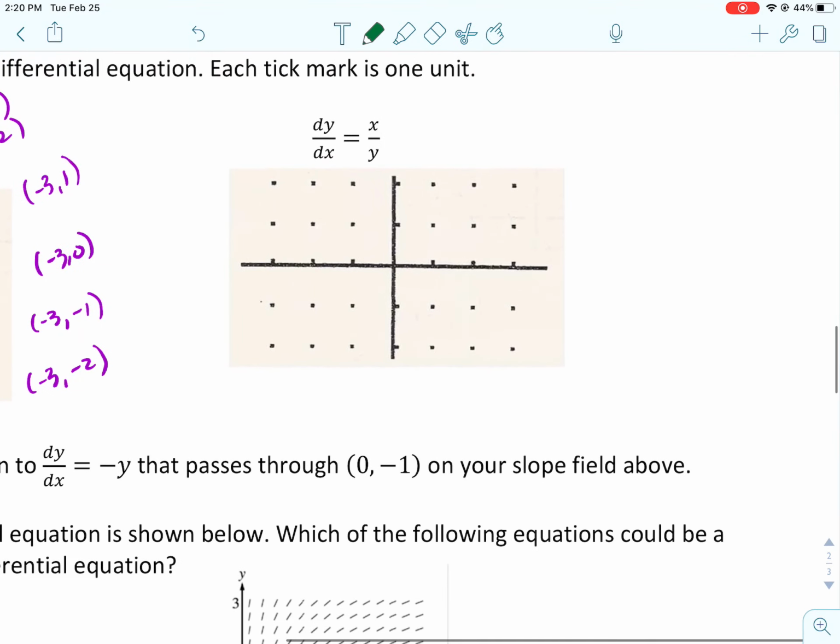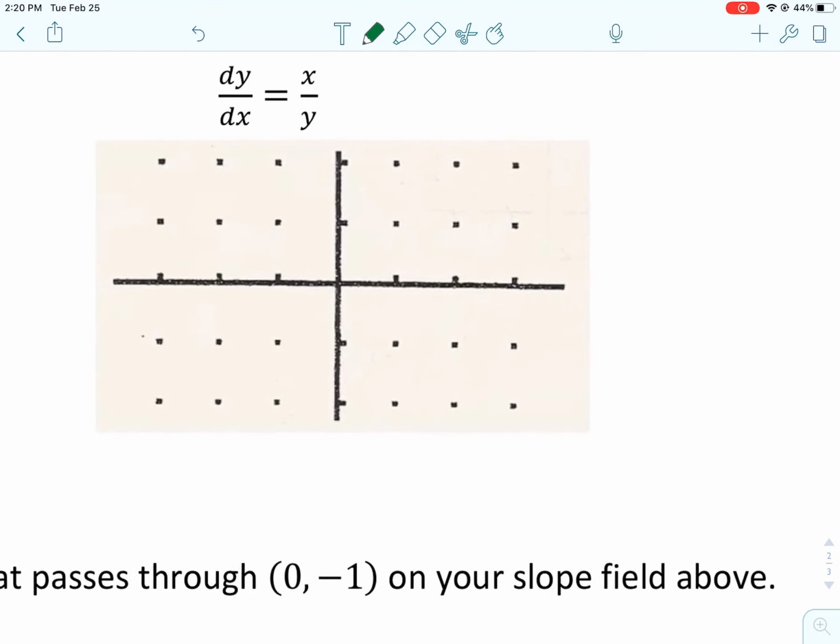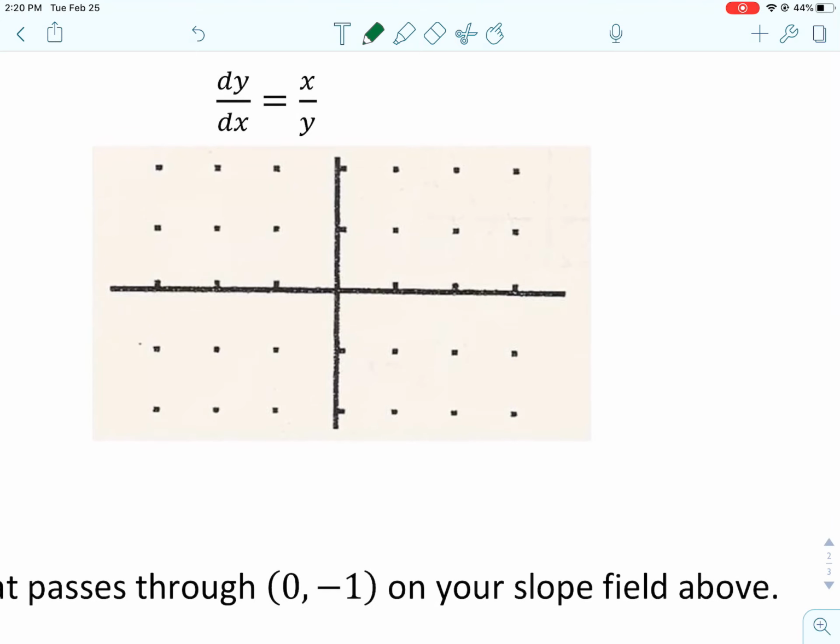All right, let's look at the second one. This one is going to be more challenging. Why do you guys think? We have to use x and y. So we aren't going to have the whole row or the whole column with the same slope. We're going to have to look at every individual point, but we can do it.